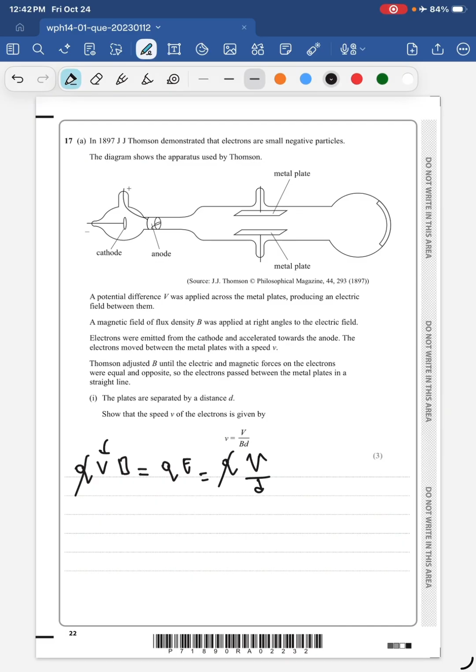So Q cancels, and the velocity is simply equal to the voltage applied between the metal plates over the magnetic field applied in this direction times distance. So this was a simple proof, actually, I think.